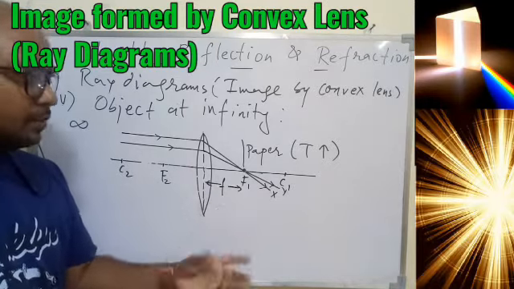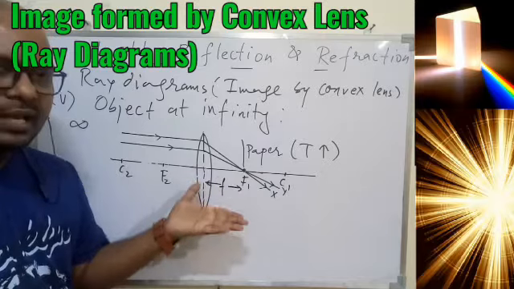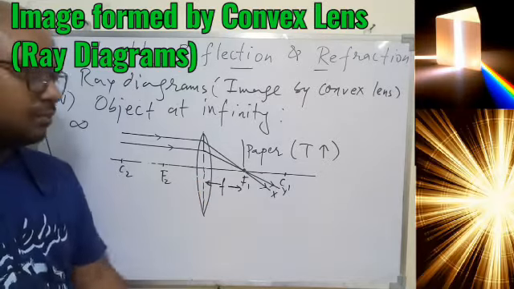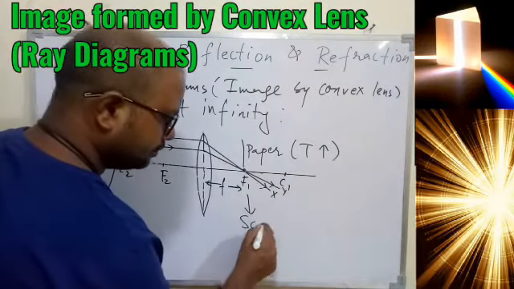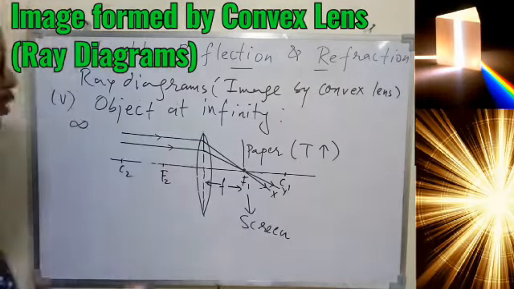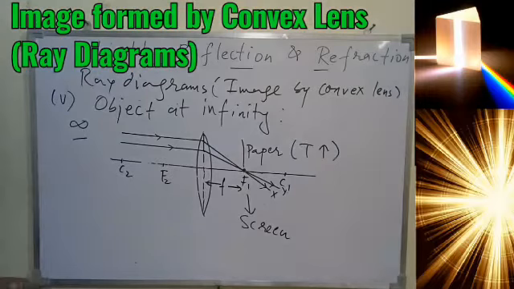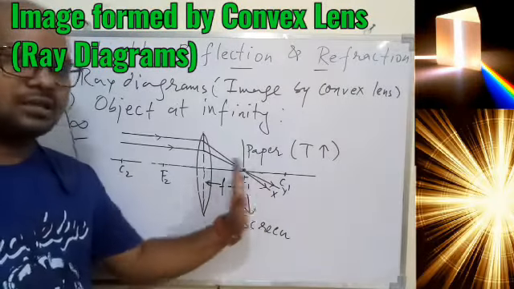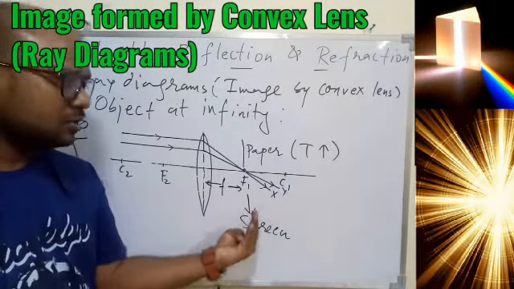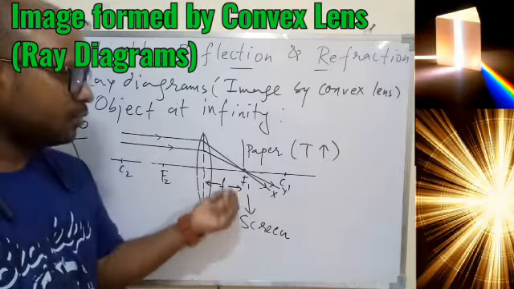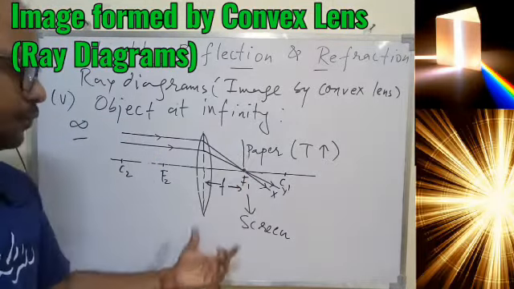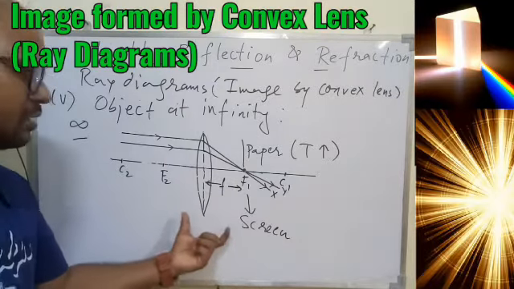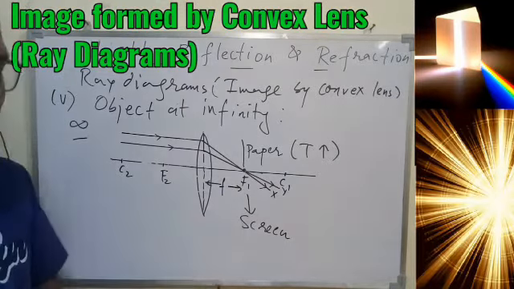So this concept can help us to find out the focal length of a convex lens. In place of paper, here we can place the screen, and the object will be at infinity, and we try to adjust the screen so that we can get a very clear image of the object at infinity. And once we get a very clear image, we are basically at the position of focus. So measure the distance between the screen and the lens, and that will give us the focal length.